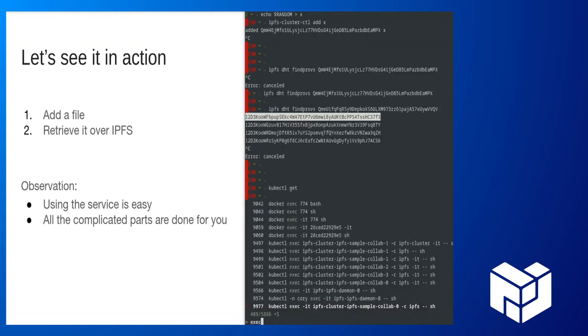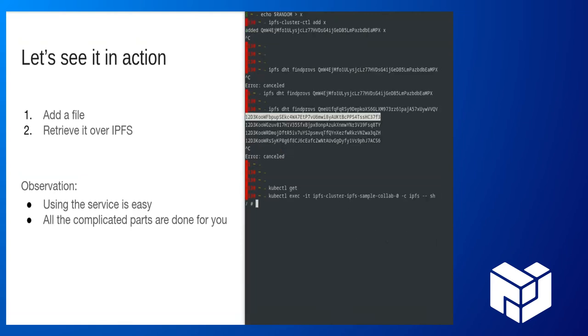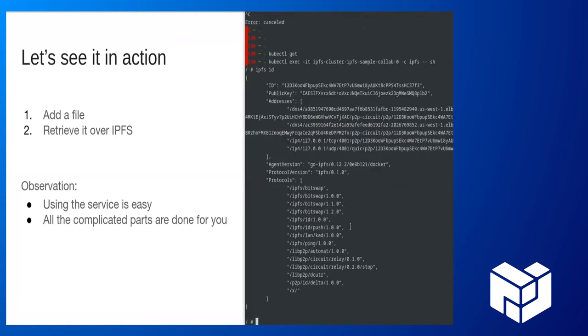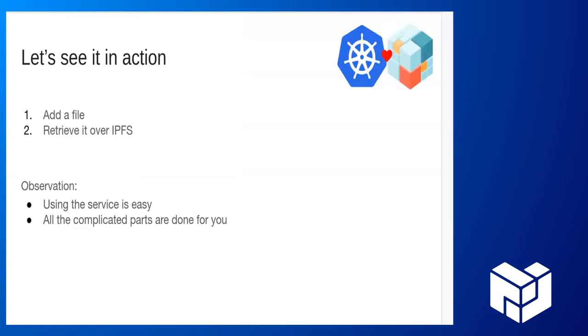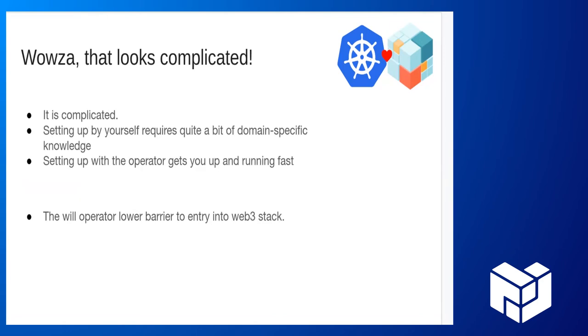if we were to exec into one of these, there we go, ipfs id. What's my ID? This is this F3. It looks like that's this one right here. So we are indeed storing these files on the cluster that we created and fetching them. Anyway, this is the observation that I want to really hit home here, is that you can add files and retrieve them off of IPFS. Doing that is easy. All the complicated parts, generating the peer IDs, generating the cluster secret, I bet you didn't even know that you had to do that just from looking at this. Wow, complicated.